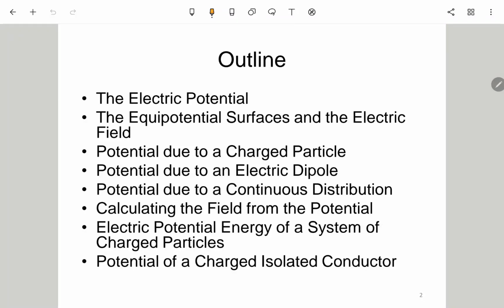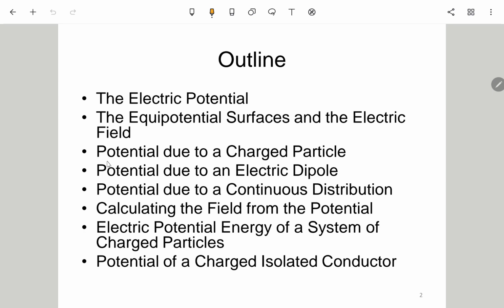Okay, so this is the outline of chapter 24 about the electric potential. First we will introduce what electric potential is, and then we'll talk about equipotential surfaces and the electric field. The equipotential surfaces are related to the electric field lines, and also a way of visualizing the E field or the electric potential.